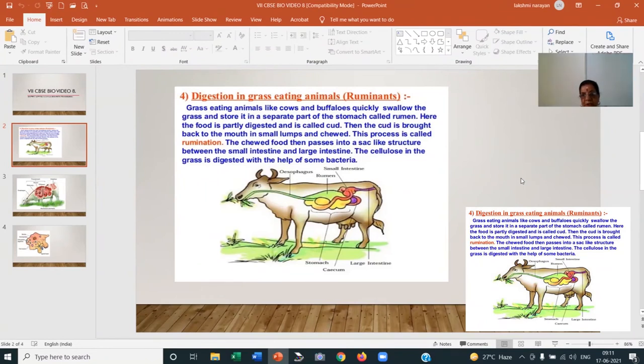Is it not? So the cellulose in the grass is digested with the help of some bacteria. That is the only characteristic feature in the ruminant animals. Grass-eating animals are called ruminant animals, and hoofed animals. The goats, cows and horses, the feet they have like this, that is called hoofed animals. This digestion is called rumination. I hope you understand. So that I have explained it now.